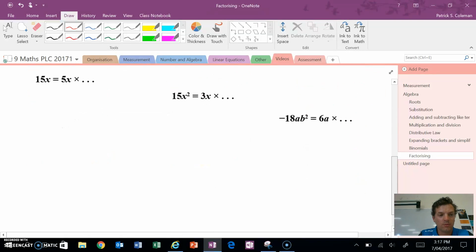Let's have a look at some of the examples we're going to be doing from our text. If we start here, we've got 15x equals 5x times by something. Now, for some of us that should be pretty simple. We could see that it equals 3, but it's not always going to be that simple. So what we can do is take the 15x and divide it by 5x. And we know that the x's cancel out. 5 goes into itself once, and then 5 goes into 15 3 times. So we're left with 3. So the factors of 15x are 5x and 3.